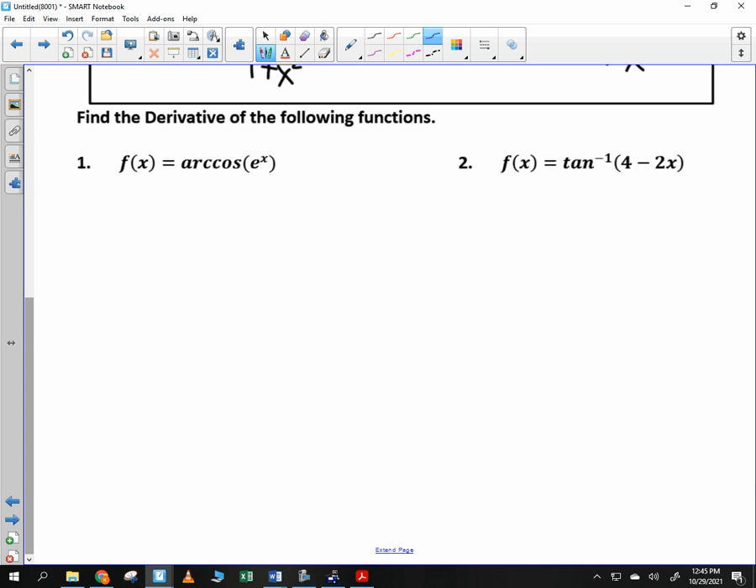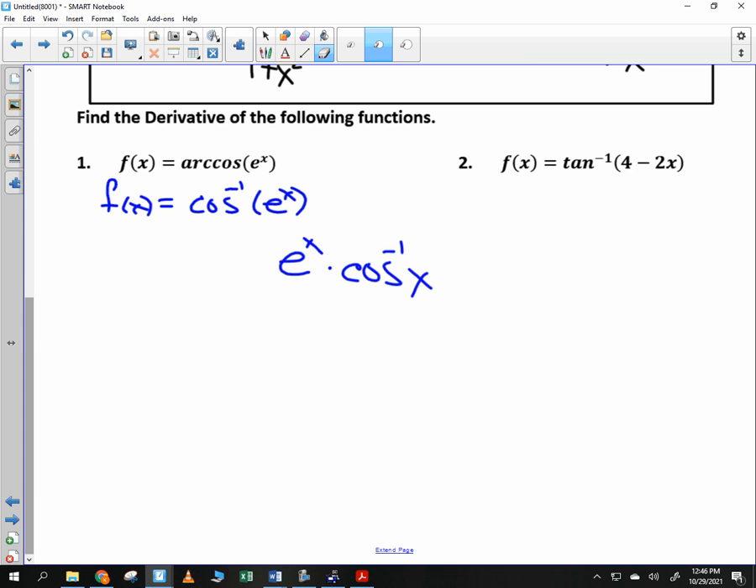We want to find the derivative for the function, and I'm going to rewrite it just so we all understand: cosine inverse of e to the x. Can somebody guess what rule I use to find the derivative of cosine inverse of e to the x? Chain rule. Is it the product or the chain? Chain. It's not cosine inverse times e to the x. It's cosine inverse of e to the x. See the difference? If you had e to the x times cosine inverse of x, then that's the product rule. But because e to the x is what you're taking the cosine inverse of, that's the chain rule.